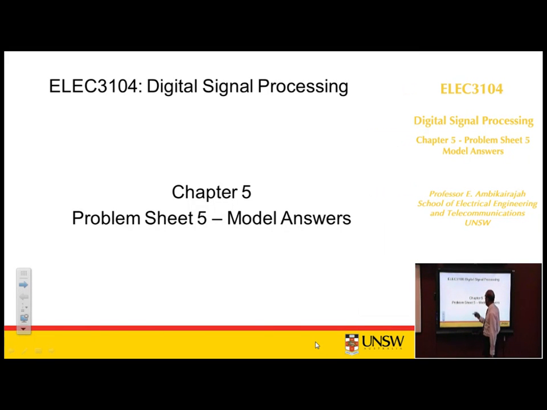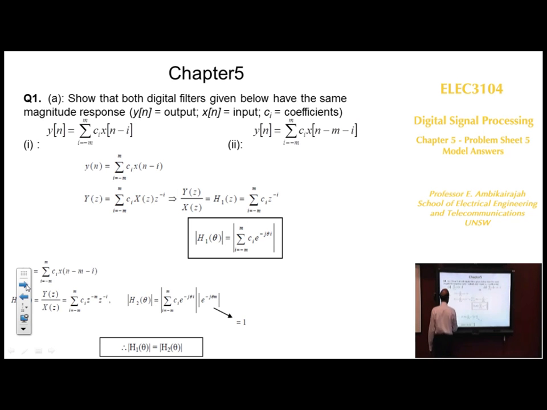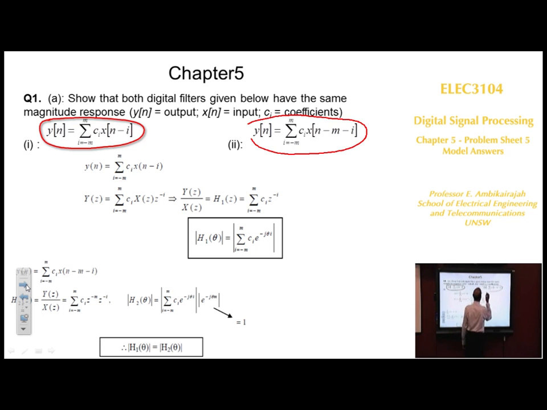Okay, this is problem sheet 5, and I'll go through the model answers for you. So looking at the first question, this difference equation is given to you, and also the second one is given as well. You have been asked to show that both filters have the same magnitude response. The magnitude response of this and this one has to be the same.